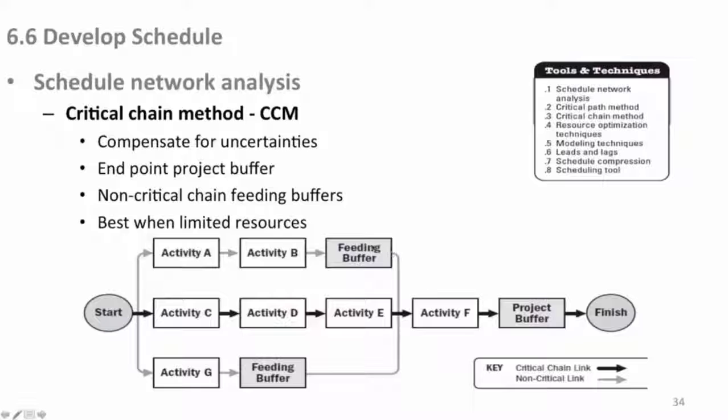Non-critical chain feeding buffers. Here's your critical chain in the middle. So no feeding buffers in there because there is no room for buffer. No extra time in your critical path, whether it's here or a critical path method. There is no room for buffering. But you can buffer these other things with these constructs of time you put in there without resources, best with limited resources.